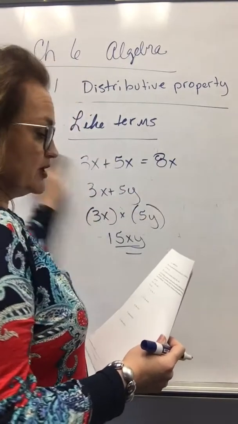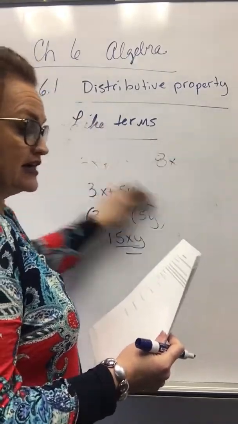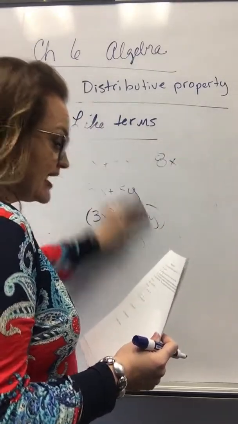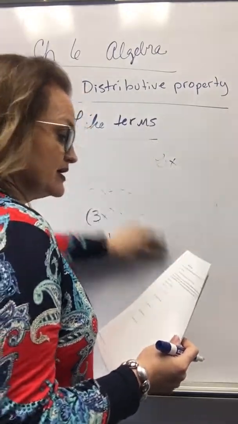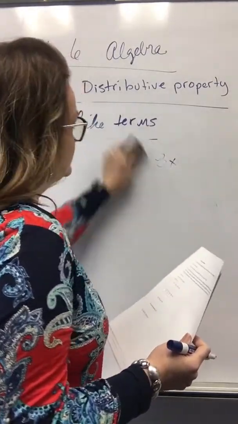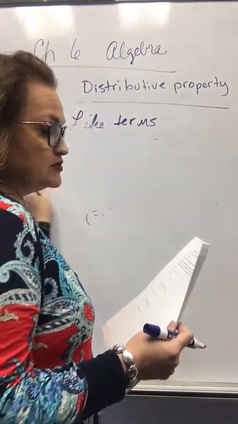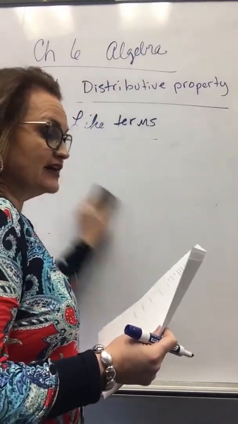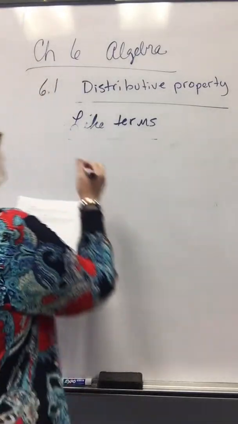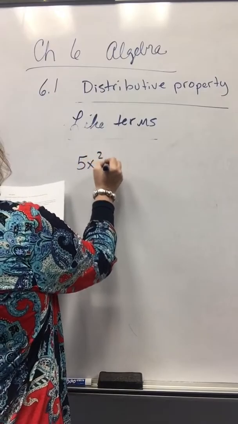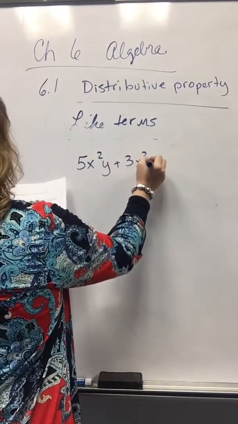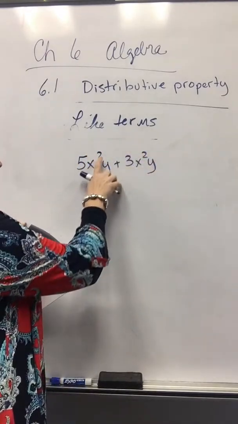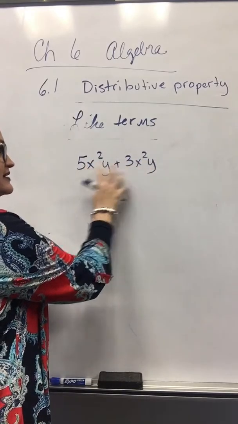So for solving equations, we will mostly be adding or combining like terms. Like terms must have the exact same variable raised to the exact same exponent. Only the numerical coefficients can be different. The numbers get combined and the like variable term is left alone, such as 5x squared y plus 3x squared y. Notice this one has a little more going on, the x squared and the y, but they're exactly the same.